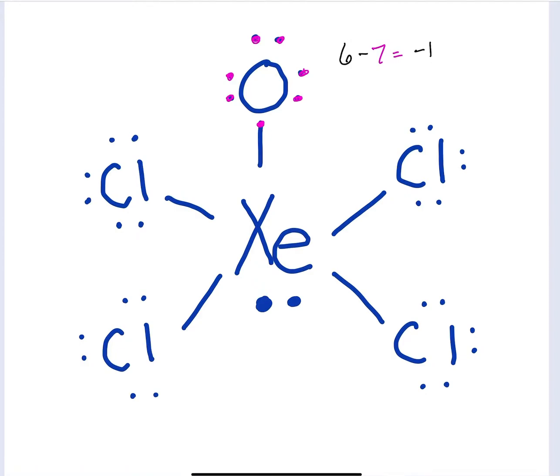And then our xenon has, well, it starts with 8 because it's a noble gas. And then it has attached 1, 2, 3, 4, 5, 6, 7. So this one is +1. So that's a plus, and that's a minus. And if you want to double check your chlorines, there's 7. And then they have a total of 1, 2, 3, 4, 5, 6, 7. So they're 0. So they're good to go.